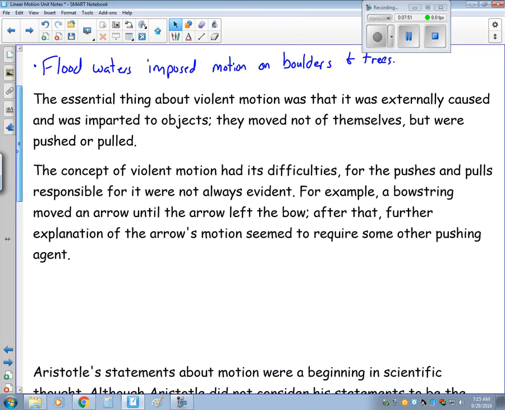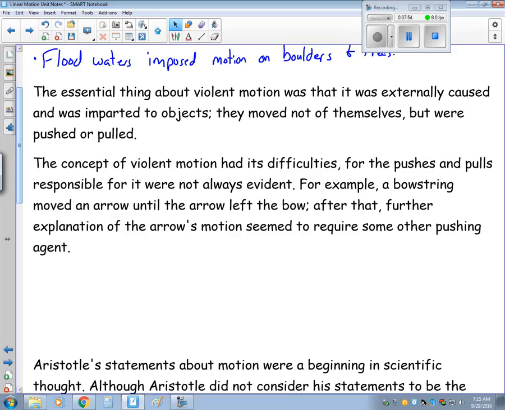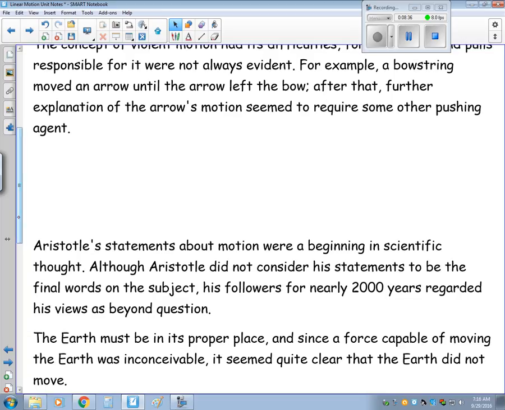For example, this concept of violent motion had some difficulties. So think about it this way: if you're shooting an arrow, while the arrow is in contact with the string, there's clearly a force pushing the arrow. But what about after the arrow left the bow, as it's sailing through the air? So here's the problem. If something's moving, there must be a force pushing it. That's what Aristotle believed and taught. But as the arrow is flying through the air, there doesn't seem to be anything pushing it. So here's how Aristotle explained it. And keep in mind, this is wrong.